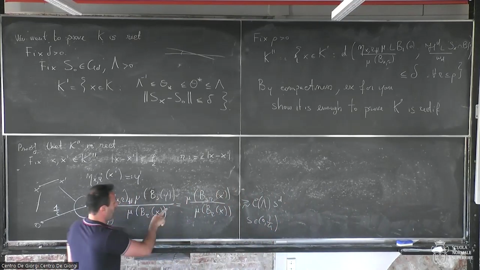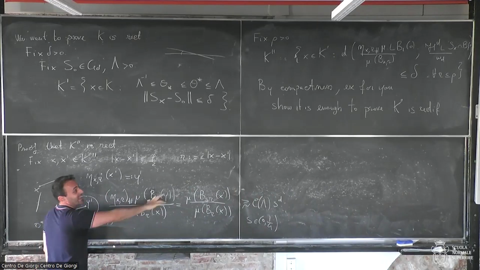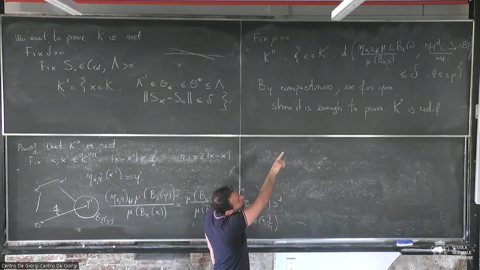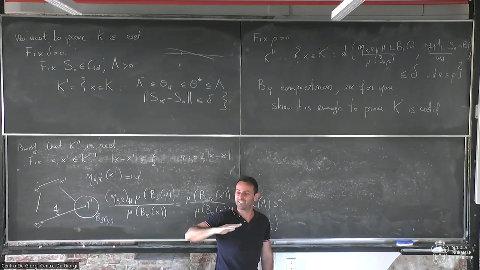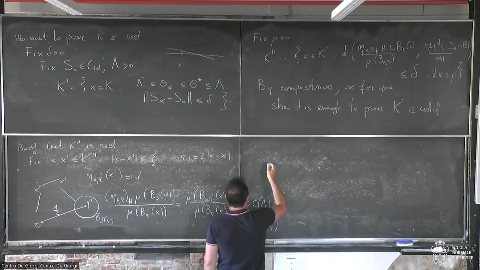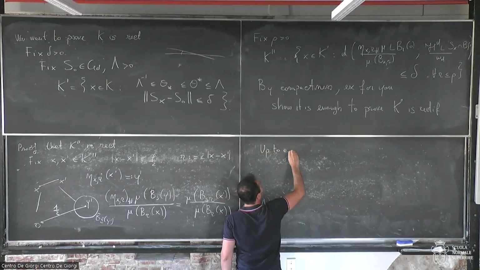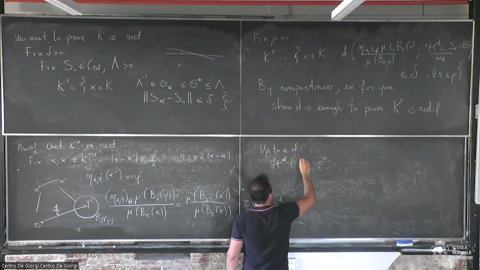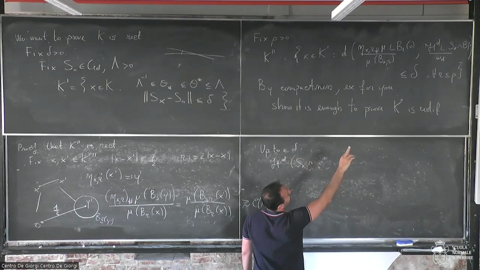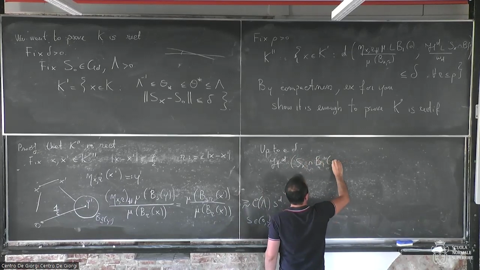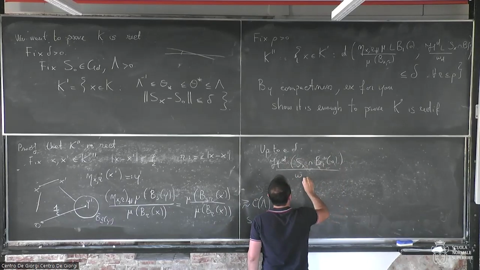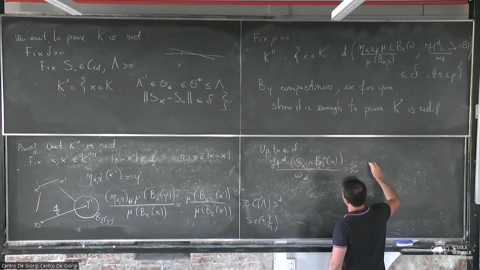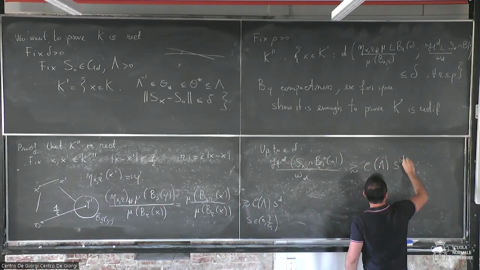But what I know is that this guy, on the other hand, by the way I define K second, is delta close to HD restricted to Sx, right? So I know that, up to a delta, that guy, HD of Sx intersected P10 divided by omega B, is C lambda S power D.